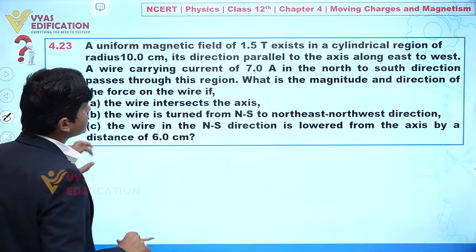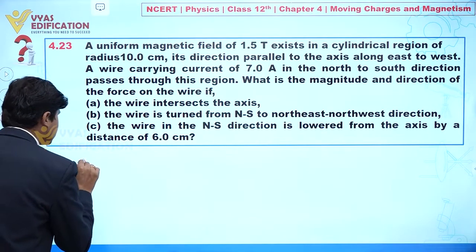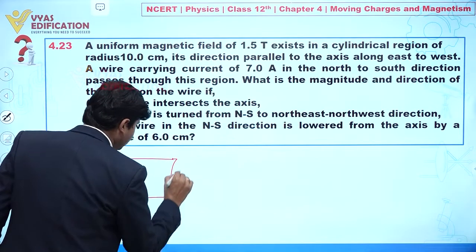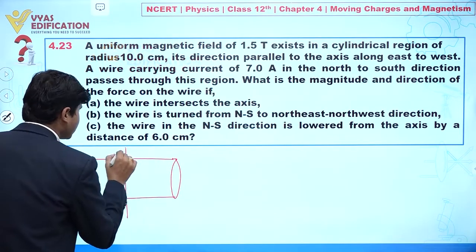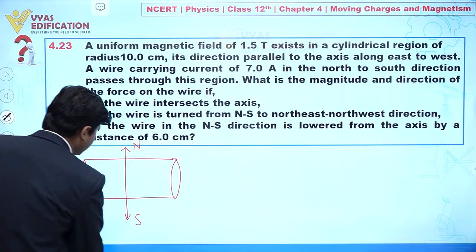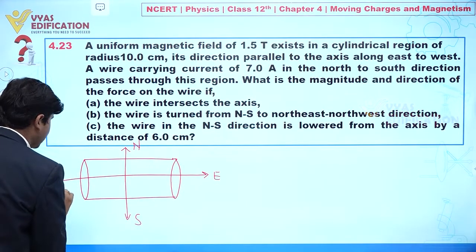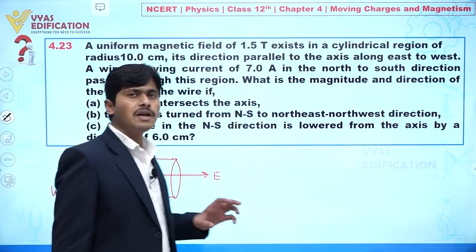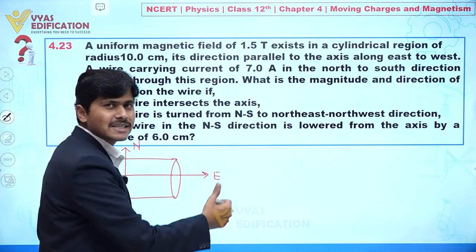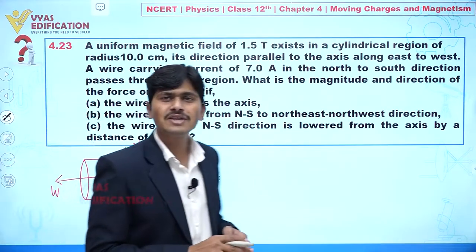First of all, let's suppose I draw a diagram. I am assuming this is a cylindrical region. Listen very carefully. Let's suppose this is the north direction and this is the south direction. And let's suppose this direction is east and this one is the west direction. Clear?